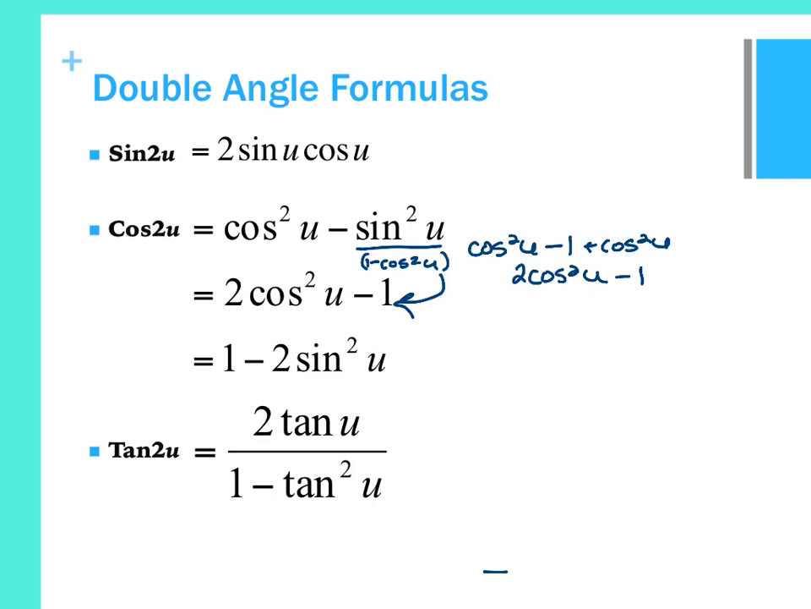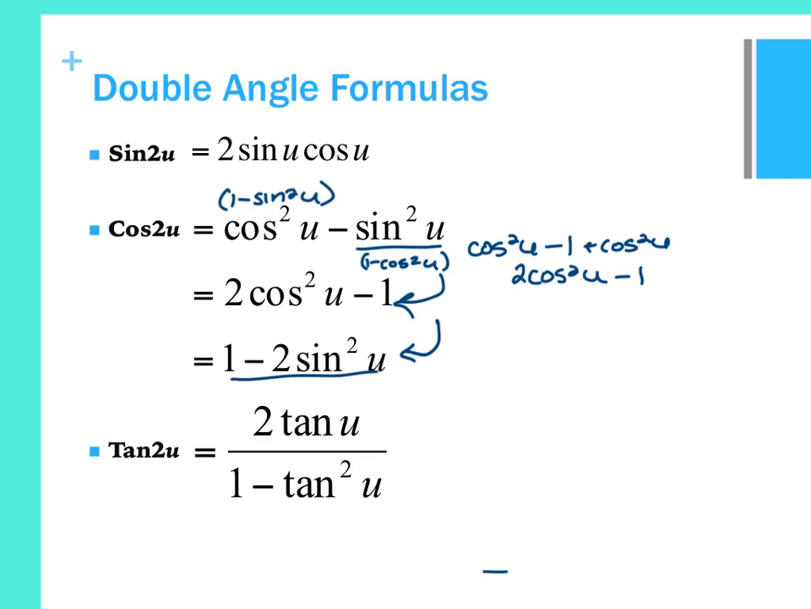And then if I were to replace cosine squared with 1 minus sine squared u and distribute, or just get rid of the parentheses really, and then combine my 2 negative sine squared u's, I'd end up with 1 minus 2 sine squared u. So that's another option. And these are interchangeable. You can use any of those 3. If you only had the cosine, obviously you would use the second one. If you only had the sine, you would use the third one. If you had the cosine and the sine, you would use the first one because it would already have a like denominator. And then tangent 2u is 2 tan u over 1 minus tan squared u.